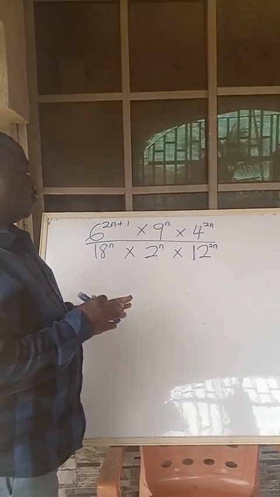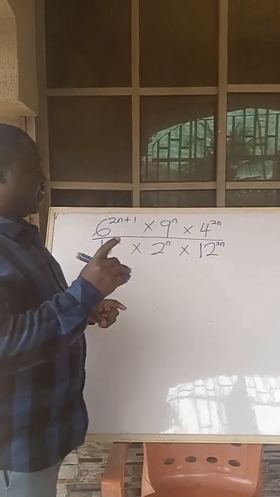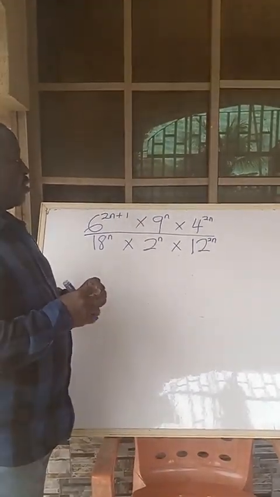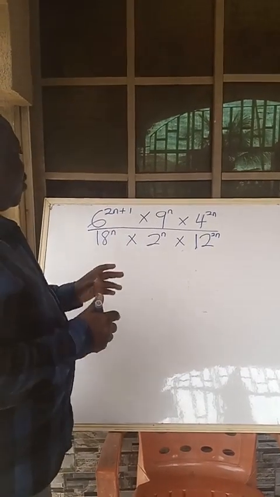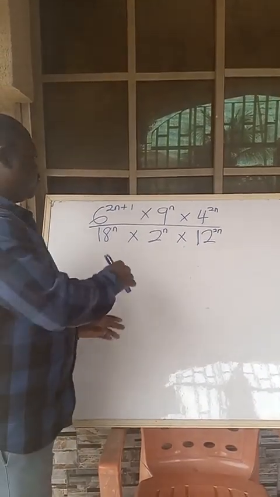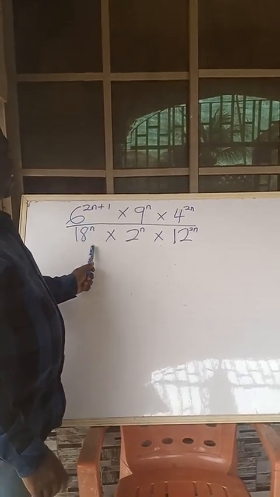So in order to simplify this, I want to reduce this into just 2 bases. And I want to make use of 2 because of this 4, and I want to make use of 3 because of 9. So I want to make use of 2 and 3 as the bases. But in order to do that, we have to split some numbers like this 6, then this 18 and this 12.